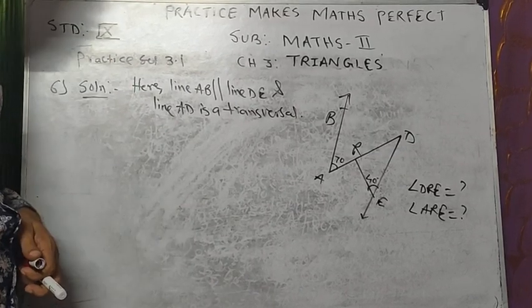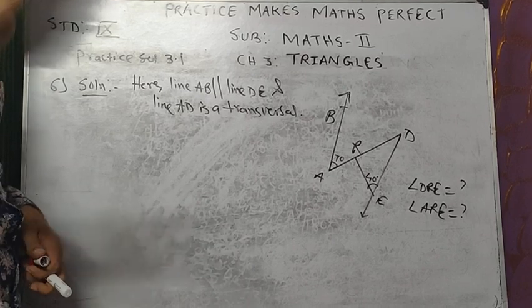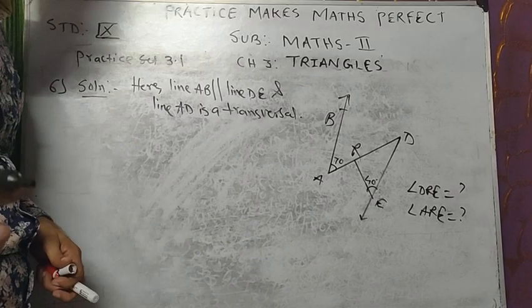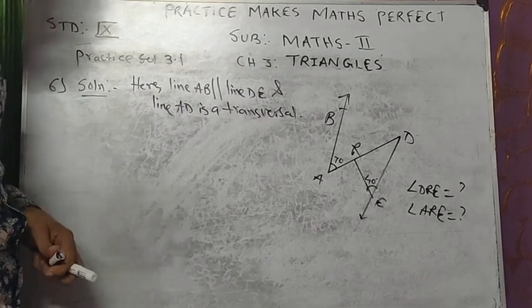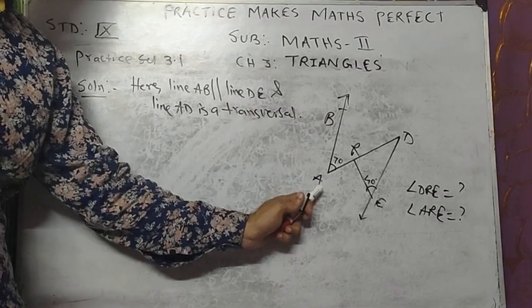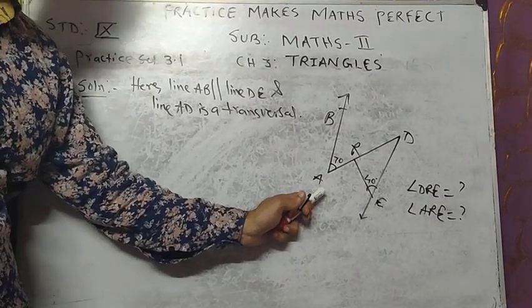In my previous video, I completed practice set 3.1 till sum number 5. Now today we are starting sum number 6. The diagram is given to you in your textbook, page number 28.